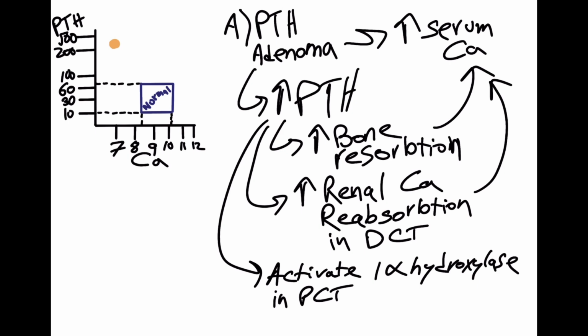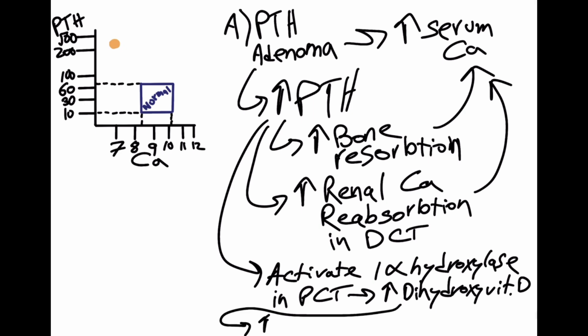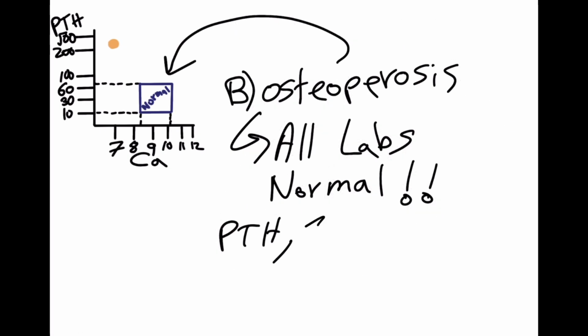So starting with PTH adenoma, what you would see in this case is a high PTH level as well as an increased serum calcium level. The increased PTH level would cause an increase in bone resorption, therefore would increase the calcium level. Also, it would increase the renal calcium reabsorption in the distal tubule, as well as activate 1-alpha hydroxylase in the PCT of the kidney, therefore resulting in increased dihydroxy vitamin D, which would increase calcium and phosphate reabsorption in the gut.